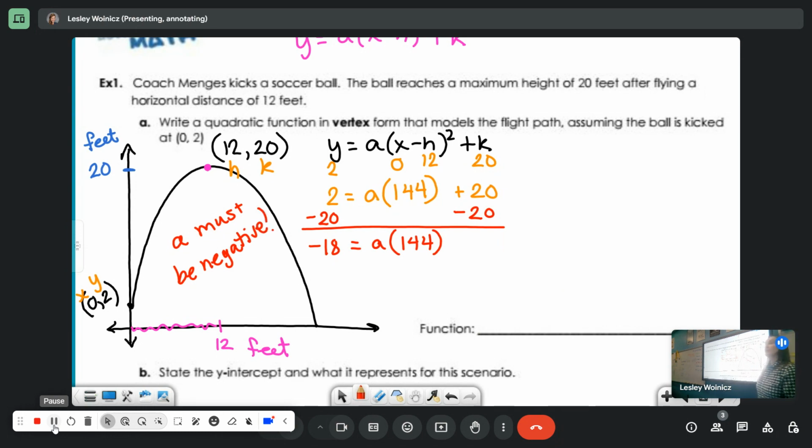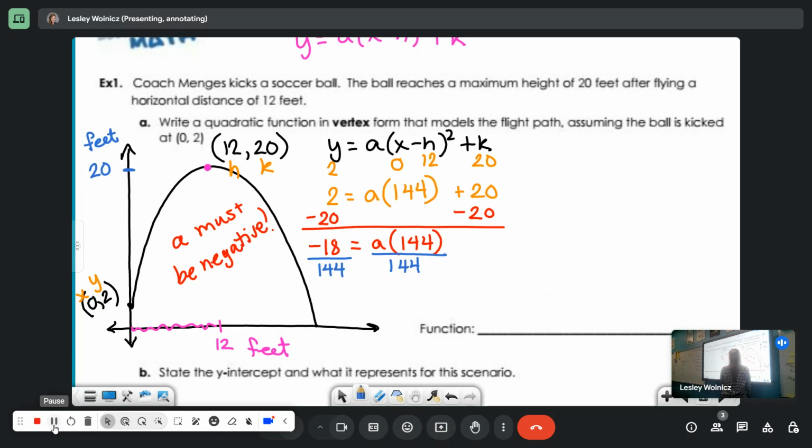Okay, so if you are doing this and you get an a value that's not negative, you better go back and check your signs in your work. Okay, how do I undo multiplying by 144? Division. Divide both sides by 144. Good.